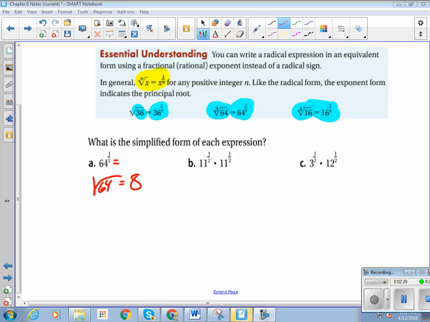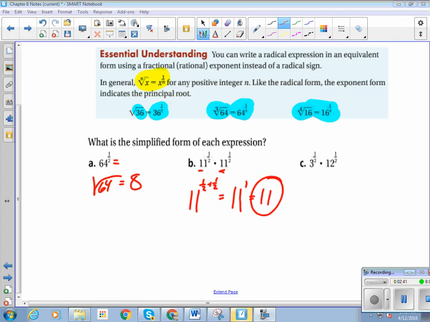11 to the 1/2 power times 11 to the 1/2 power. When we multiply the same bases, we add the exponents. So that's 11 to the 1/2 plus 1/2. 1/2 and 1/2 is 1, so that is just equal to 11.